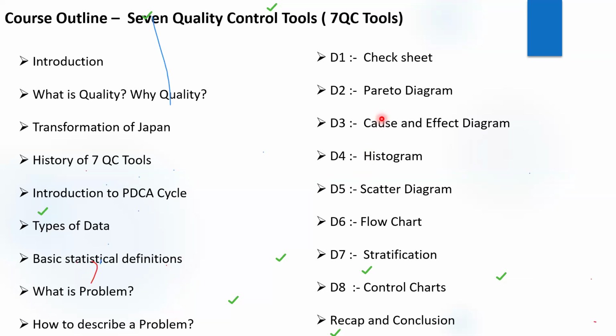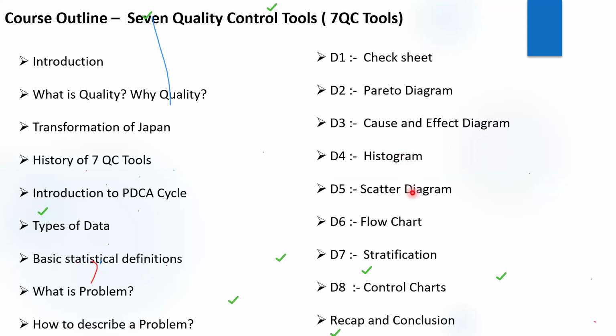Please be on mute. Then we learned check sheet, clear? Yes, sir. Then data collection. Pareto diagram, clear? Yes, sir. Cause and effect diagram, clear? Yes, sir. Histogram.